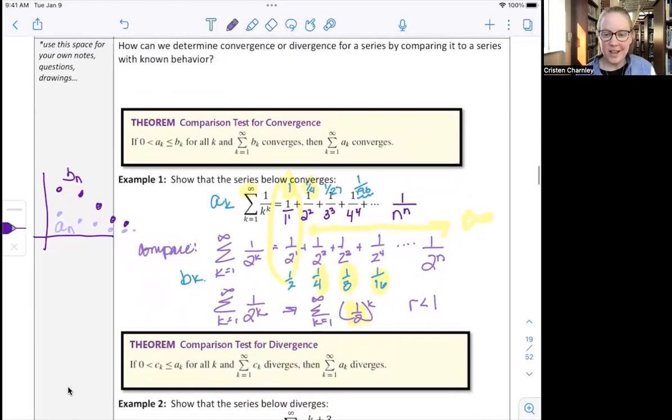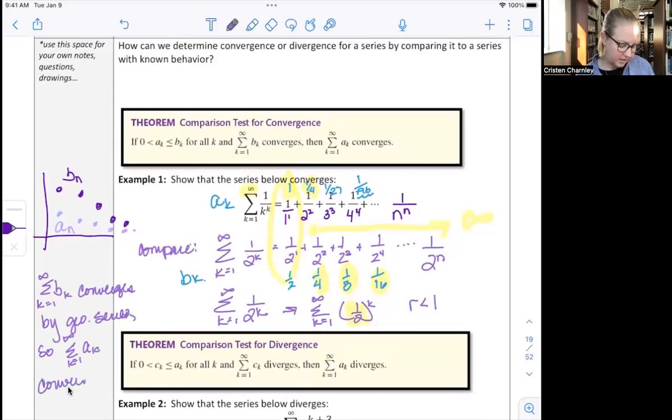The question is how do we write these answers? So I know that our B sub K, our B series converges. This isn't pretty, but I'll jot the answer over here. The series B sub K from K equals 1 to infinity converges by the geometric series test. So the original series K equals 1 to infinity of A sub K converges by the comparison test.